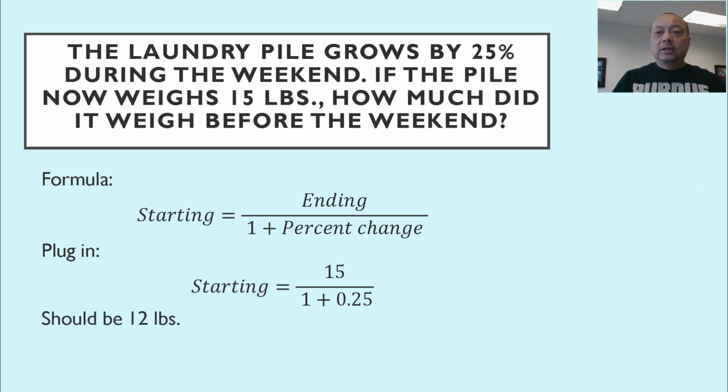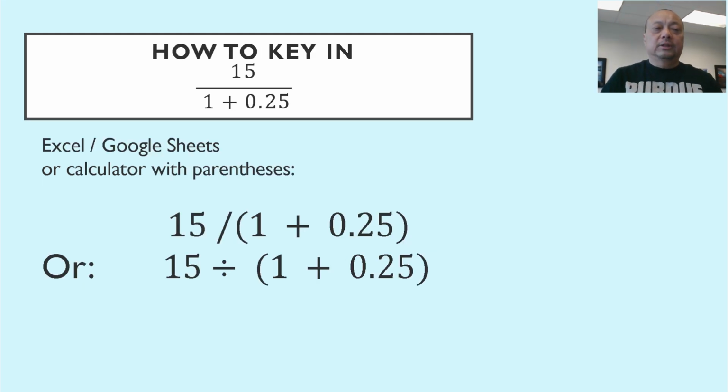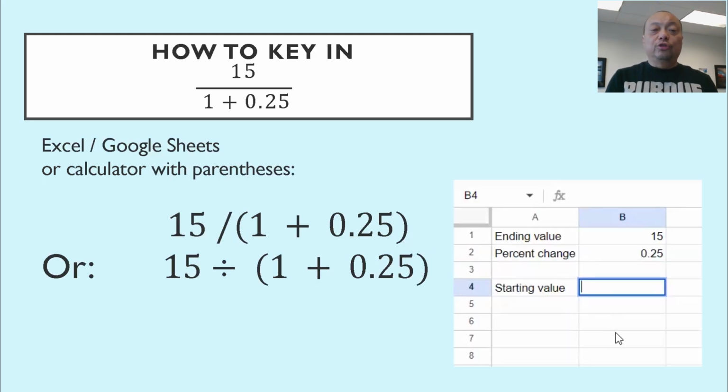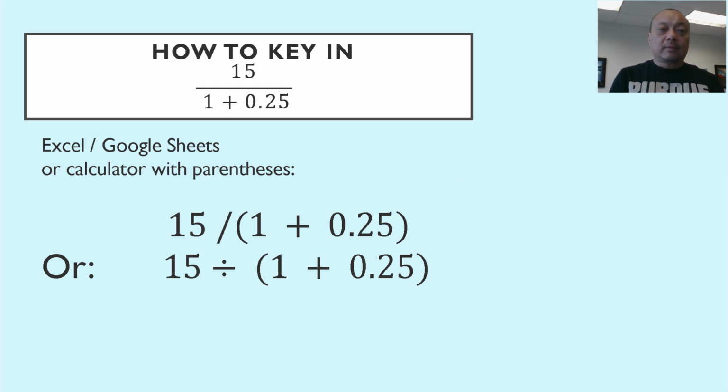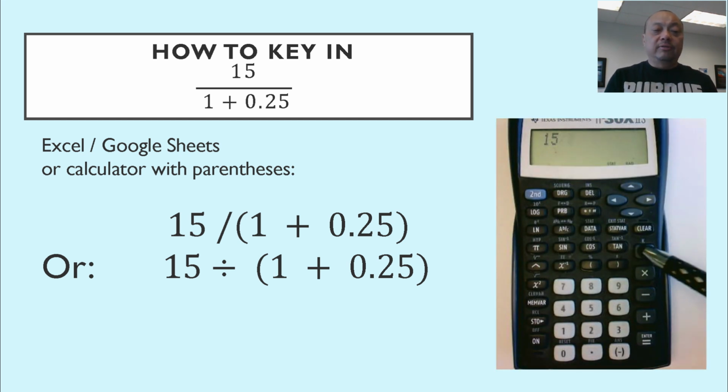Welcome back. You should get 12 pounds. How do we key this in? We have to make sure that the 1 plus 0.25 gets computed first. On Excel or Google Sheets, you should do this. Equal ending value divided by parentheses 1 plus percent change, close parentheses. On a calculator with parentheses, 15 divide, open parentheses, 1 plus 0.25, close parentheses, equal. Correct answer of 12.